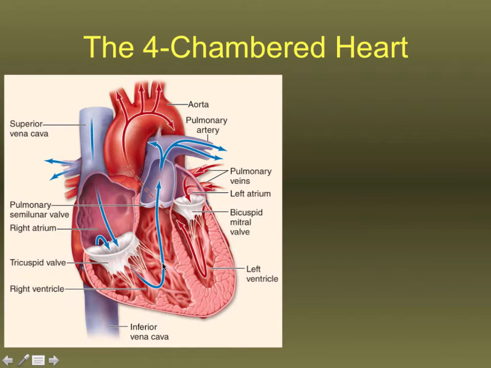And then from the right ventricle, the blood's going to flow out via the pulmonary artery to the lungs, where that blood is going to pick up oxygen and drop off carbon dioxide. Blood's then going to return to the heart via the pulmonary veins. So we see pulmonary veins here coming back from the lungs to the heart, and pulmonary veins over here coming back to the heart from the lungs.